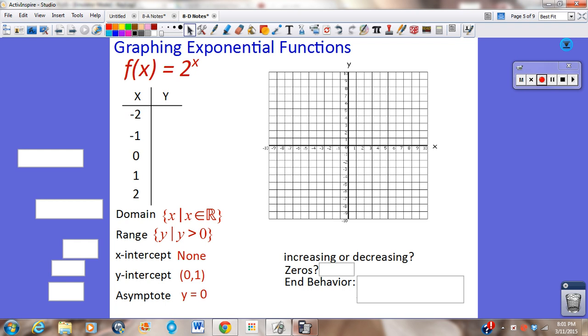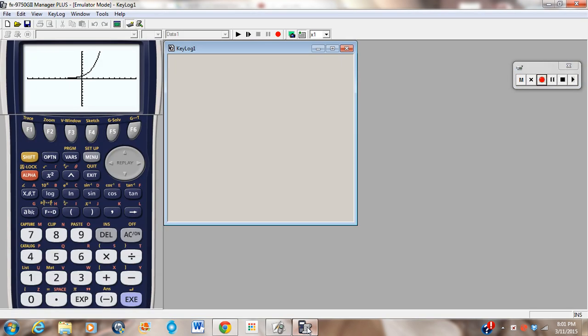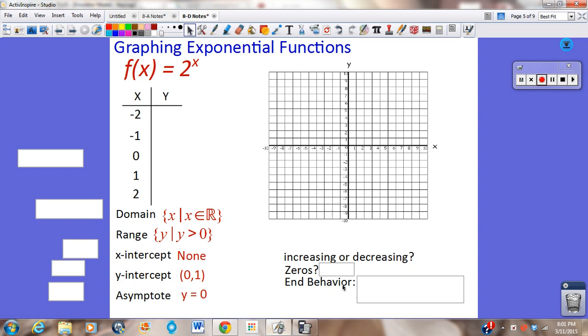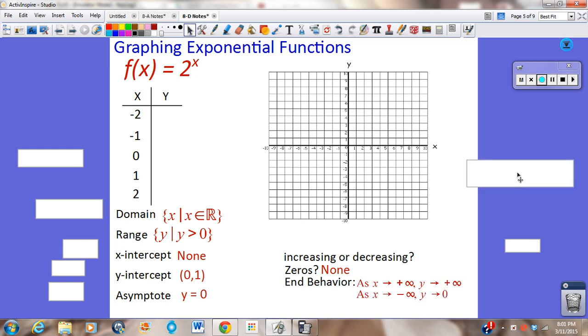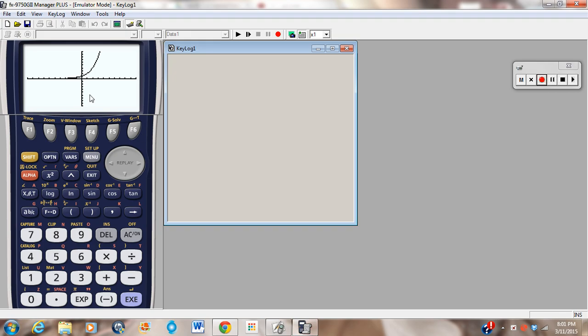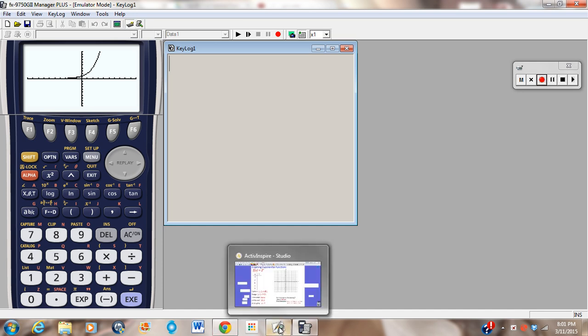Now, go back to our graph. Is it increasing or decreasing? When you look at this graph, it is increasing. Okay? And then zeros, remember, zeros are where it crosses the x-axis. It doesn't cross the x-axis, so there's no zeros. And then our end behavior, you have to tell me what happens in both directions. So if we look at our graph, there it is. As x increases, y increases. As x decreases, y goes to 0. Okay? That's basically what that means.